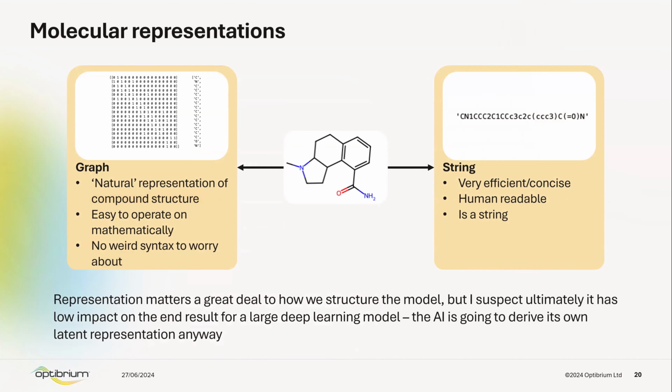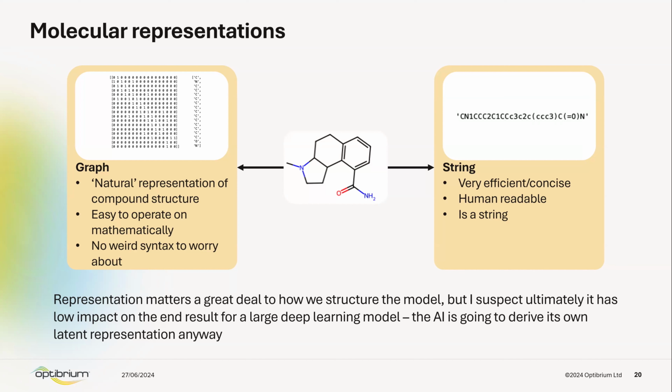So I talked briefly on the previous slide about string representations. There are two main representations that you could use to input compounds into a machine learning model like this. There are graph representations, which are a natural representation of small molecule structure. It's a molecular graph, so it makes sense to think of it as one. These are usually represented by what's called an adjacency matrix, which describes which nodes in the graph are related to which other nodes, and a feature vector describing each of the nodes in the graph. What is each atom in the graph? What are its properties? These are really easy to operate on mathematically because they're matrices and vectors.